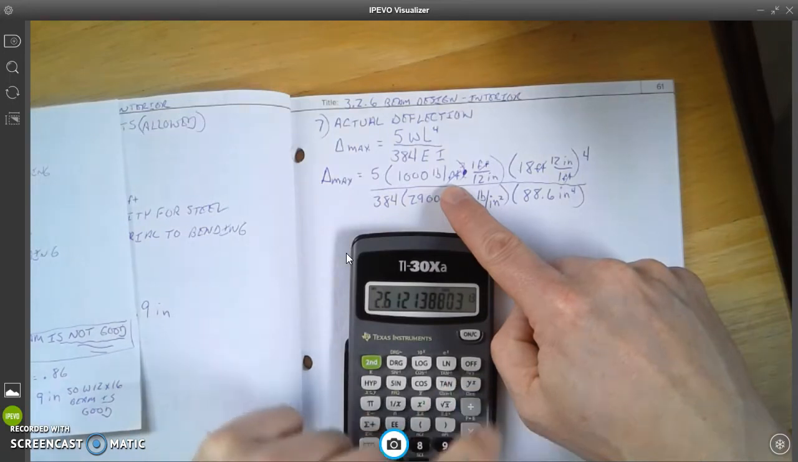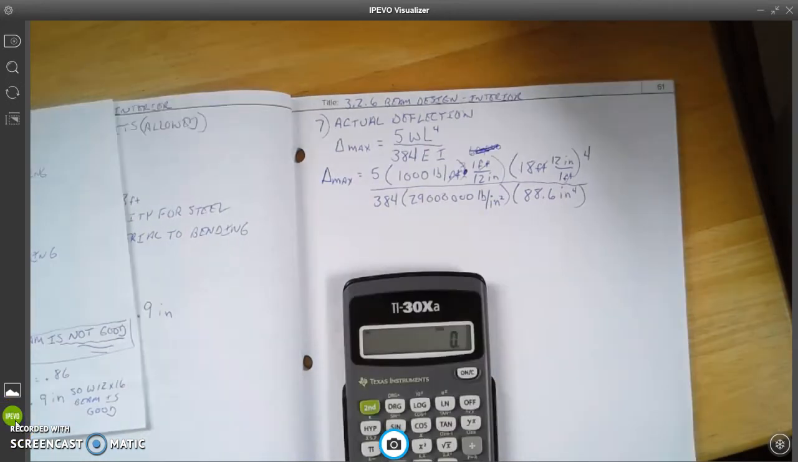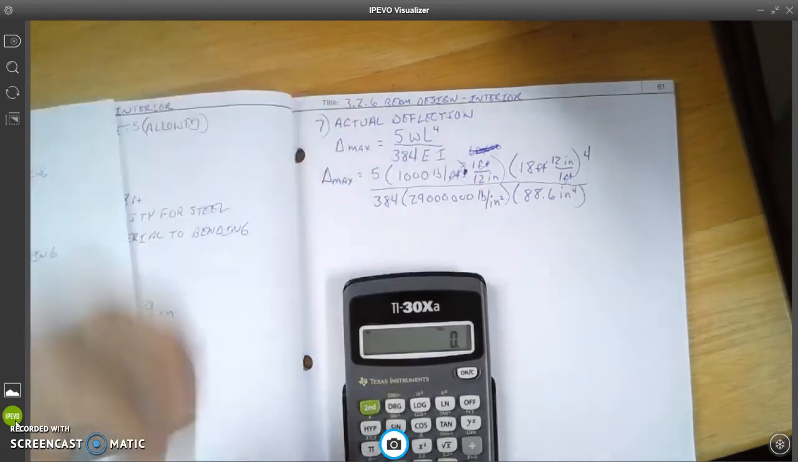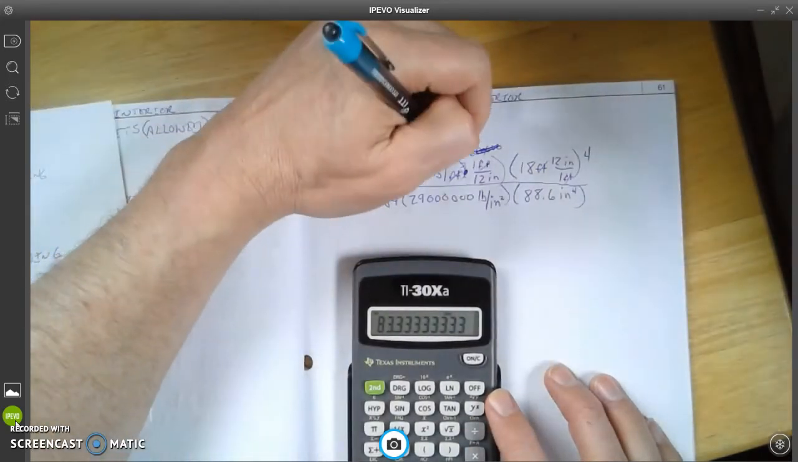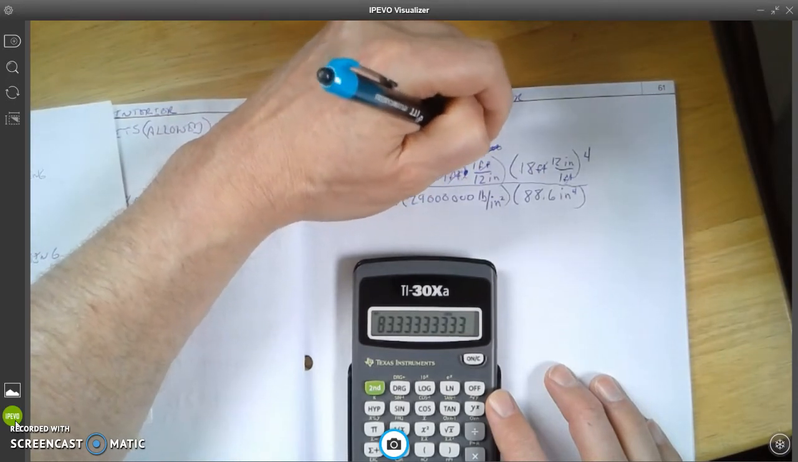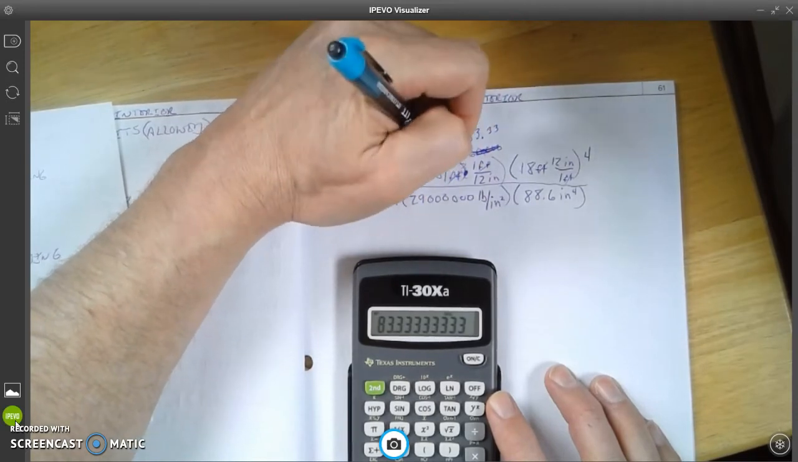I think I got this wrong. Hold on a second. I'm going to do this calculation again, and then I'll come back to you. Found out where my mistake was. This is 1,000 pounds, and it's going to be divided by 12. So I'm going to do that first. I'm going to take 1,000, divide that by 12, and I'm going to get 83.33, and that's a repeating number.